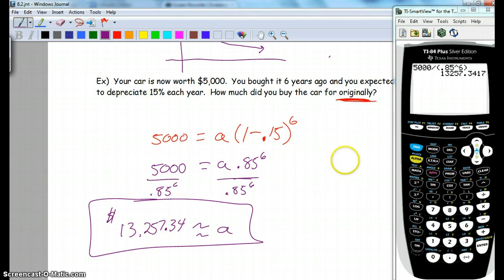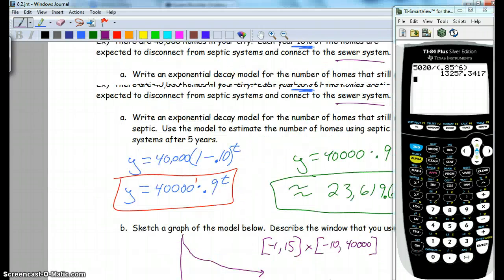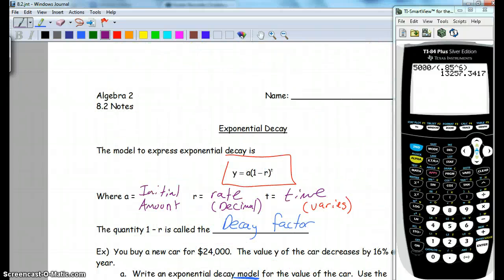All right, exponential decay. It's kind of nice. There's only one formula for it, and you just have to decide if the situation is describing a decrease, it's exponential decay. We'll do some problems tomorrow.